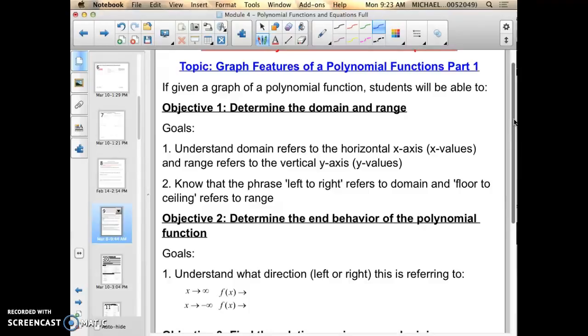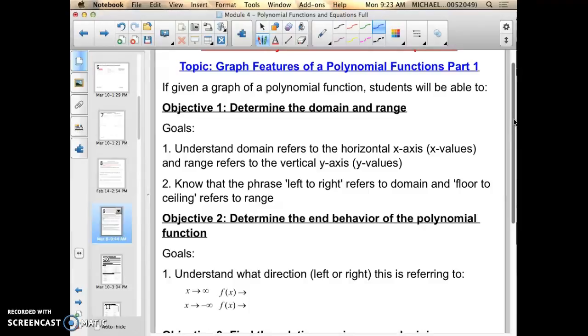As you're working through these two videos, you should consider this. If given a graph of a polynomial function, students, or you, should be able and will be able to, first objective, determine the domain and range, and second objective, determine the end behavior of the polynomial function.